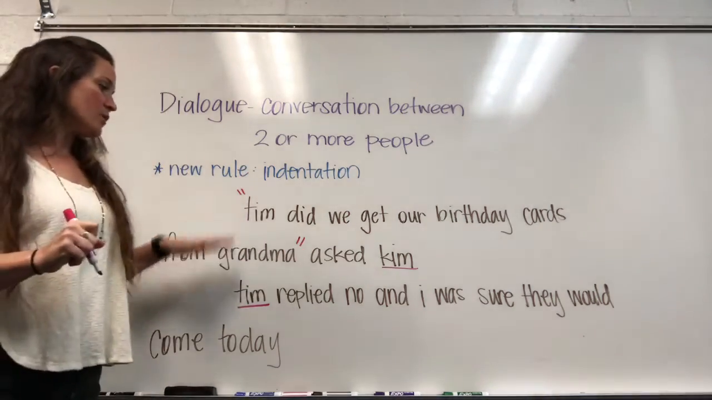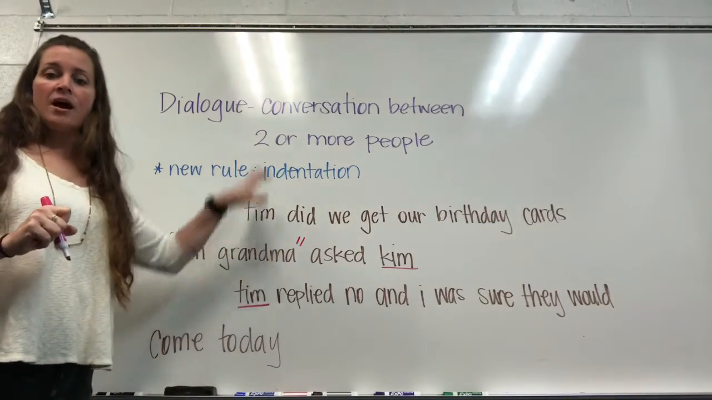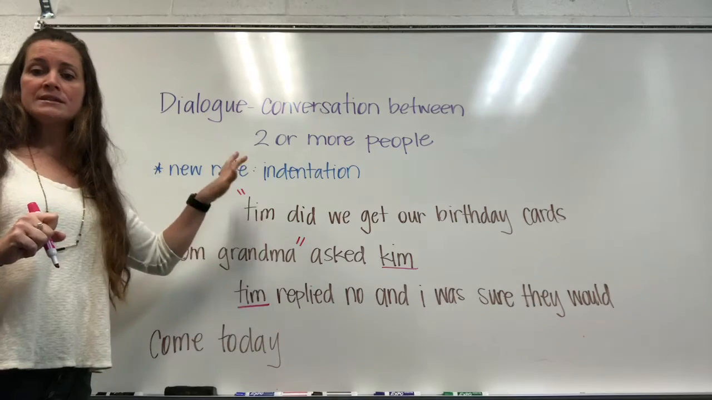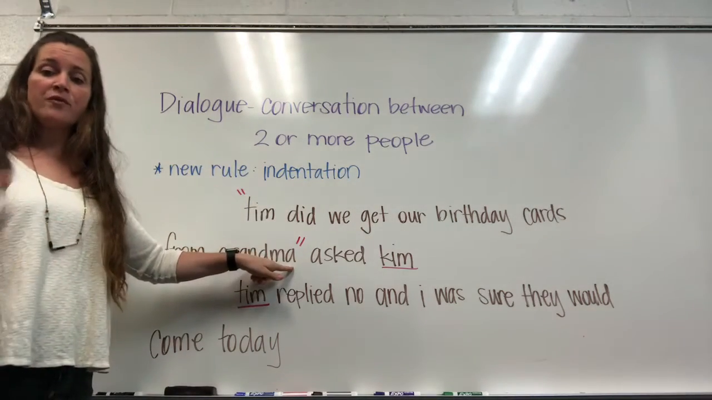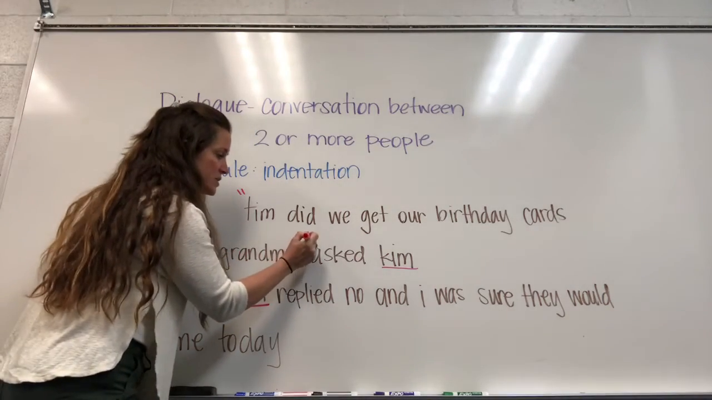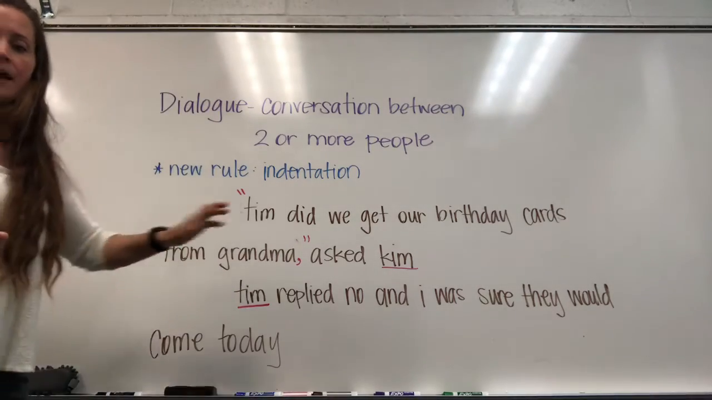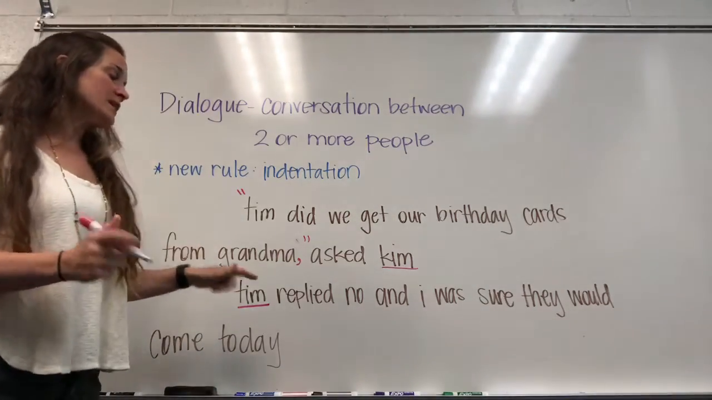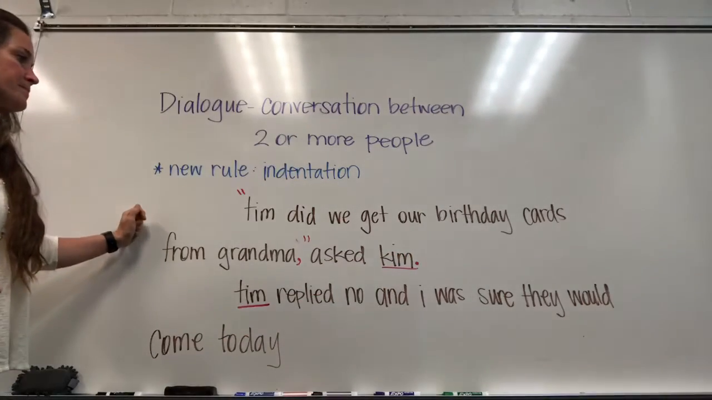Okay, so this is our quote. Tim, did we get our birthday cards from Grandma? Also in step 1, we're going to make sure that there's a comma at the end of the quote before the quotation marks. So actually I'm going to move these a little bit just so we can tell for sure that this comes beforehand. And then we're going to put a period after the explanatory words. Okay.